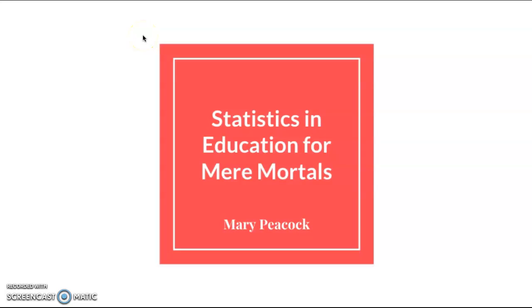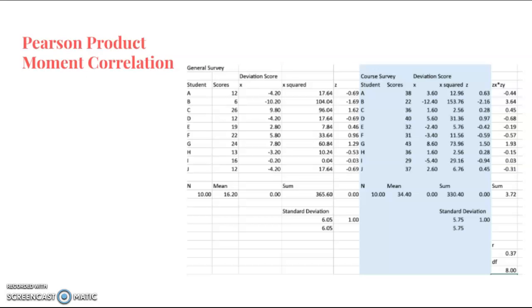Hi guys, for my project I chose to do option 3, the continued statistics and education for mere mortals. One of the first activities we did was the Pearson product moment correlation. This shows the correlation between two variables and is measured with R.